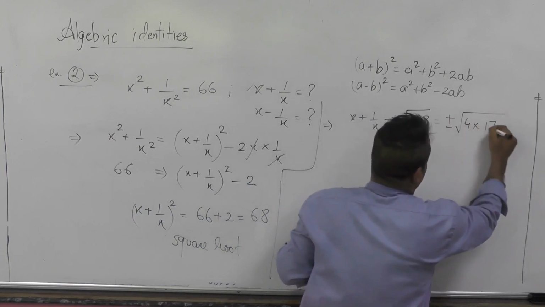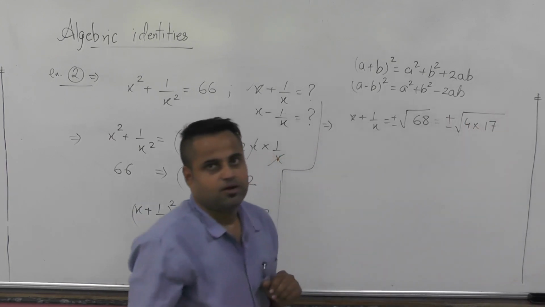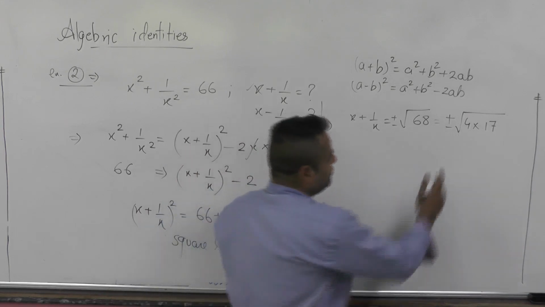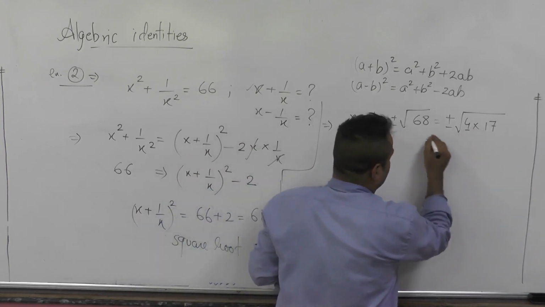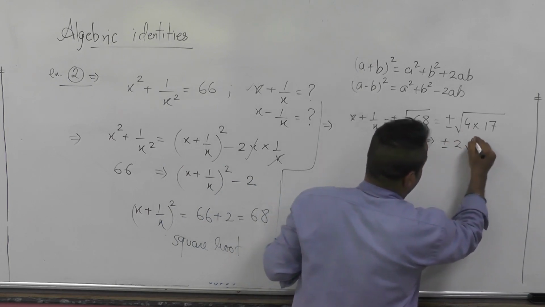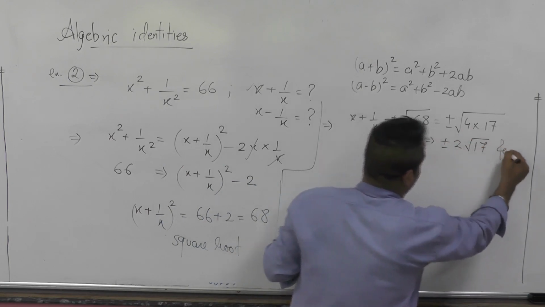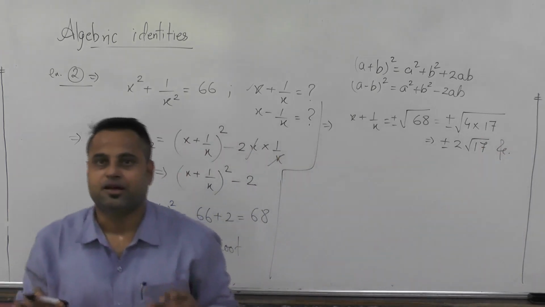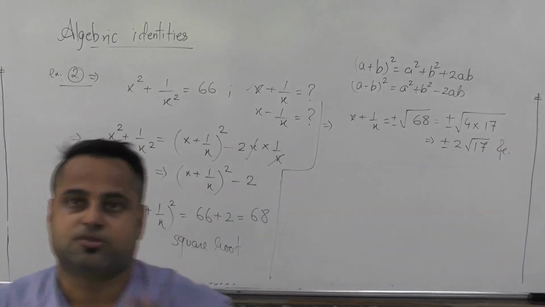It is 17 4s are 68. If you remember the table of 17, 4 is the square of 2, so this 4 will come out. So this will become 2 root 17, and that is your proper answer. Right? You need to write it in proper terms.